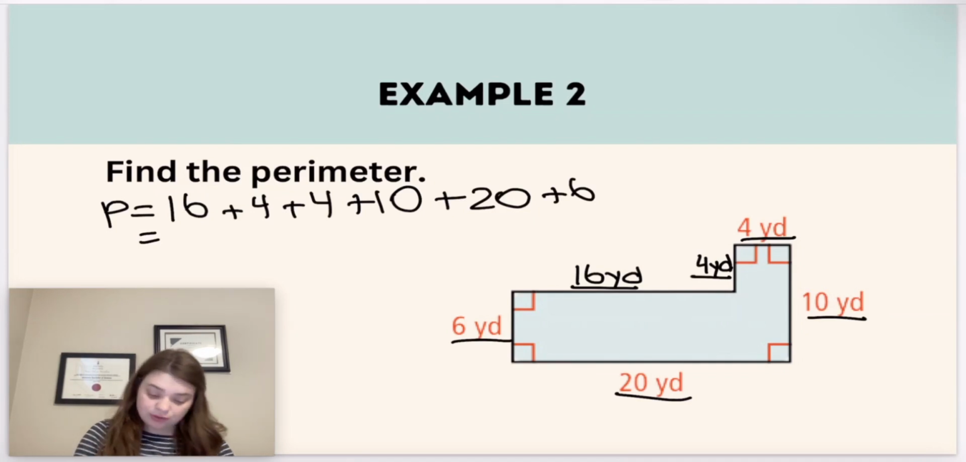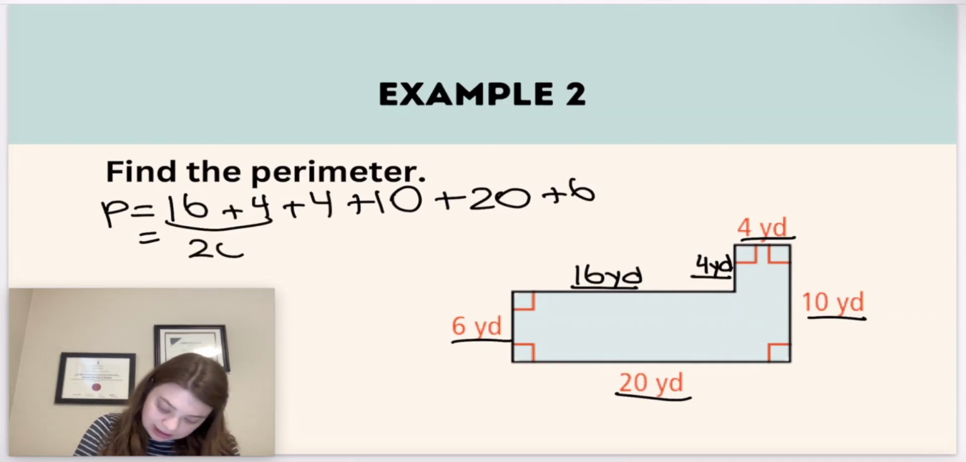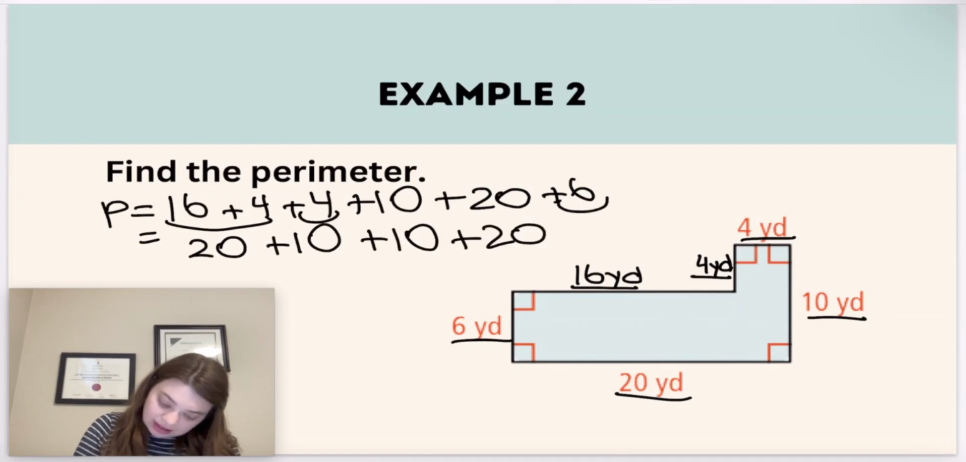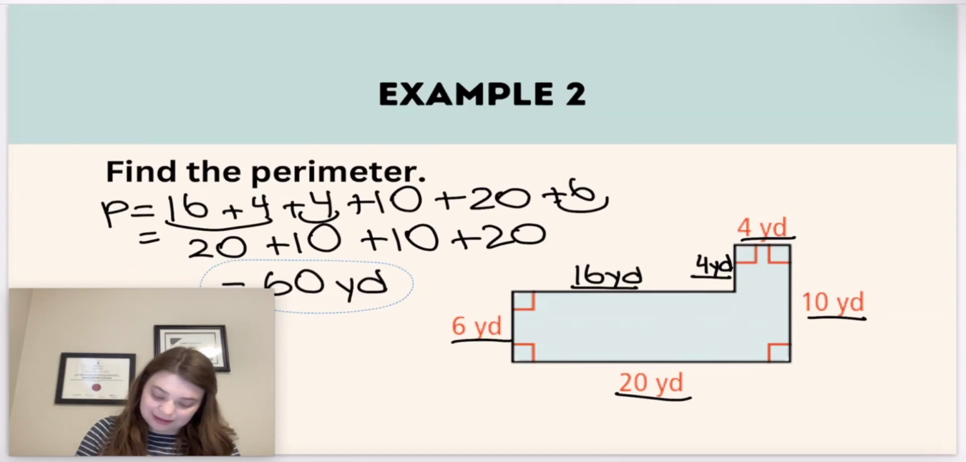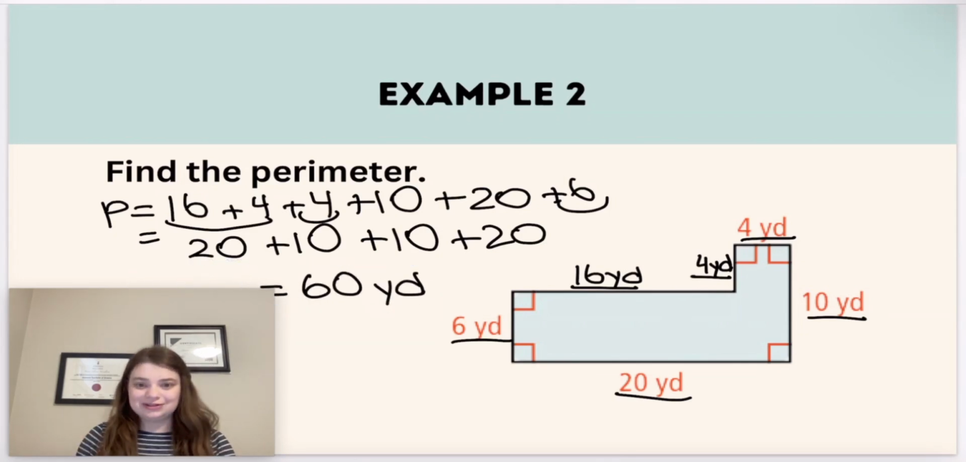All right, and then I'm going to pair some of these things up to make it a little bit simpler. So 16 plus 4 is 20, 4 plus 6 is another 10, and then we have plus 10 plus 20, and then 20 plus 10 plus 10 plus 20 is really just 20 plus 20 plus 20, which is 60. So therefore, the overall perimeter of this very interesting shape would be 60 yards.